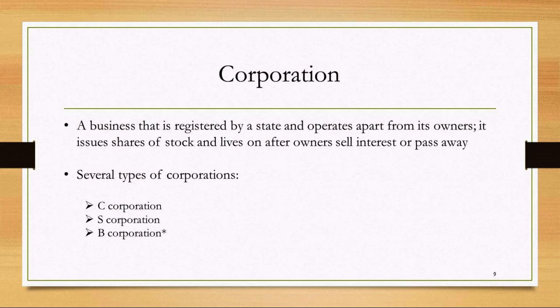Jumping to slide number 9, we have a little bit of an overview of a corporation. A corporation is a business that is registered by a state and operates apart from its owners. It issues shares of stock, and that means basically doing an IPO, so initial public offering, and lives on after owners sell interest or pass away.